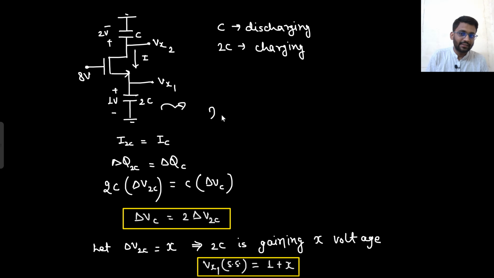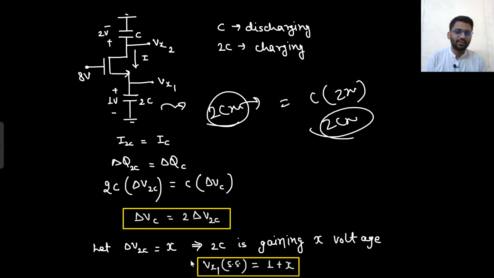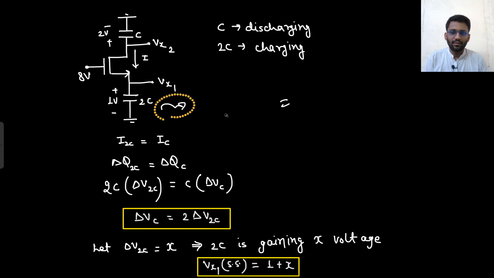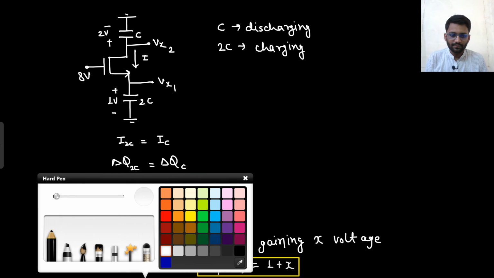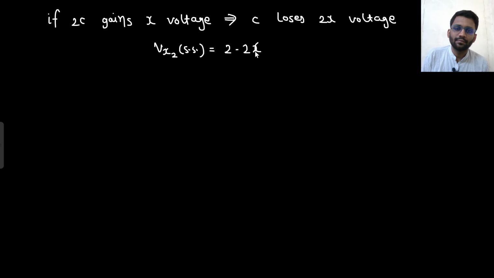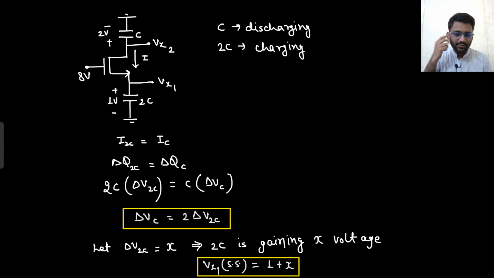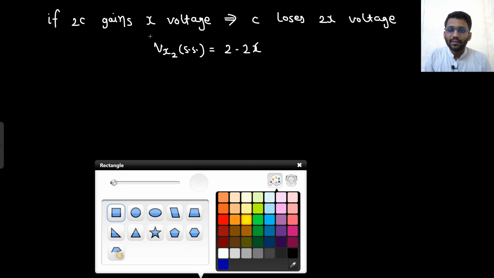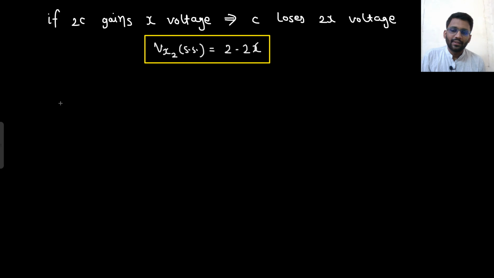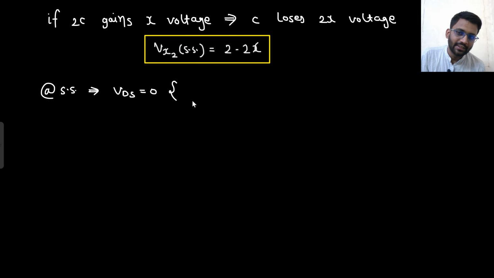If it was gaining X, 2Cx would be the charge. And if I was losing 2X, then what will be the charge? C into 2X, so 2Cx, right? So this is the Vx2 steady state. And one thing I know is that at steady state, your VDS will be 0, because if VDS is 0, the current I would be 0 ampere. So that is the steady state voltage.